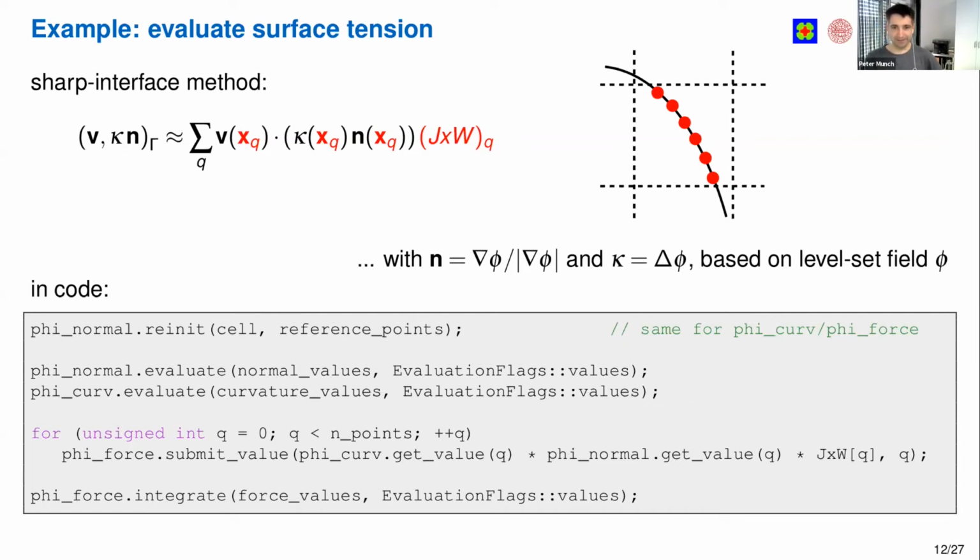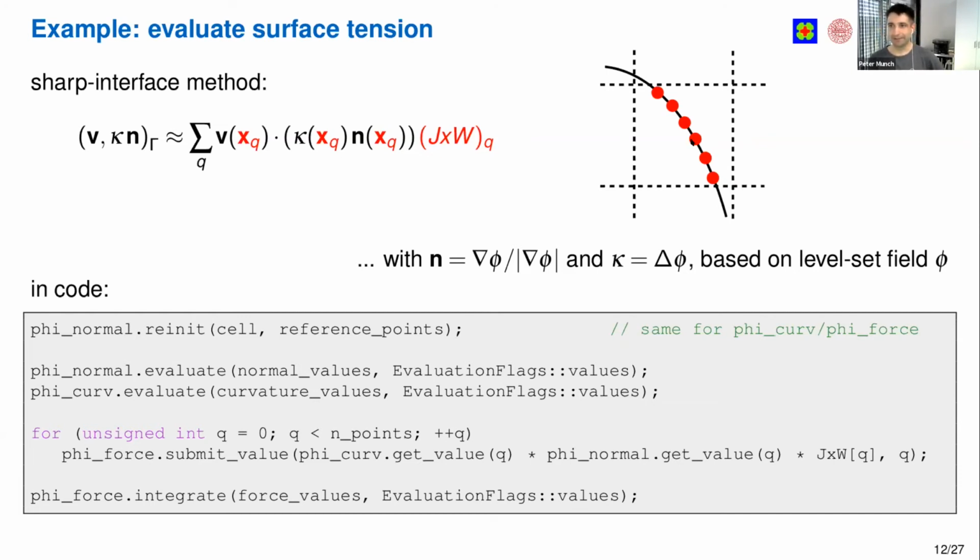And also what I would like to point out is that instead of calling reinit with some integers or some integer, as in the case of MatrixFree, you have to pass here a cell, which is actually a cell accessor, and the reference points, so these points.